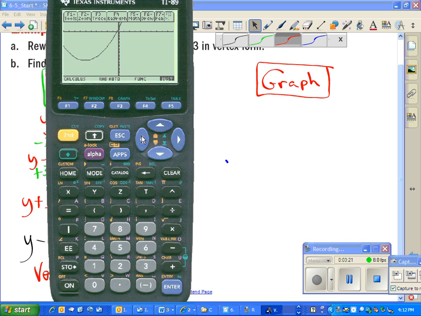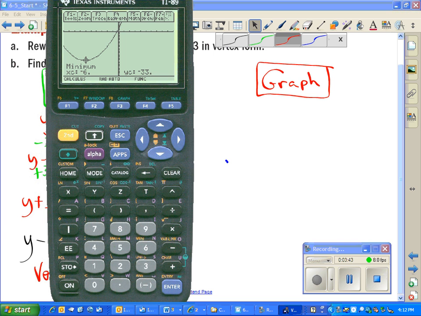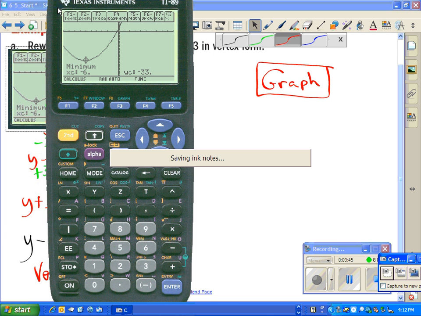To find a minimum, remember I put the lower bound on the left, the upper bound on the right, and I have the minimum at negative 6, negative 33. A minimum at negative 6, negative 33 is a good thing. It tells me what the vertex is.